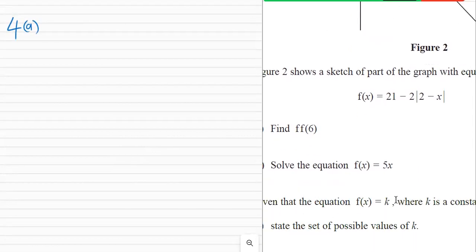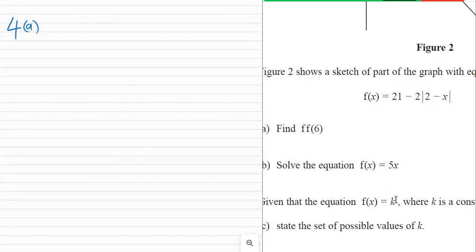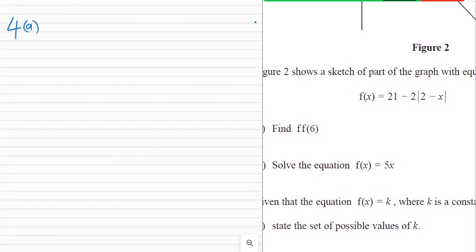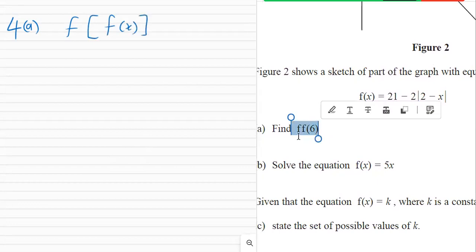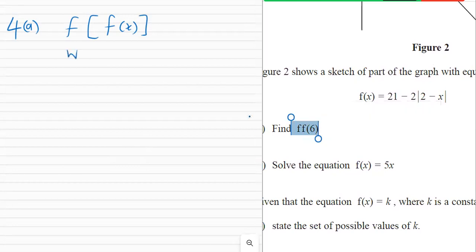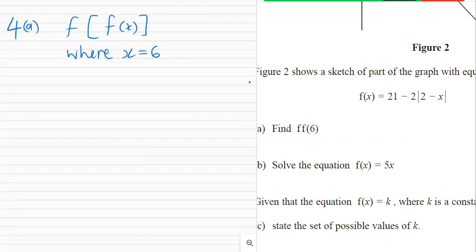What I like to do for these sorts of questions is set it up straight away, the whole thing. So if this was our f of f of f of x, where I put in this extra bracket just to show what this means, and it's where our x equals 6. So how do I set that up? Put 21, so the whole function.